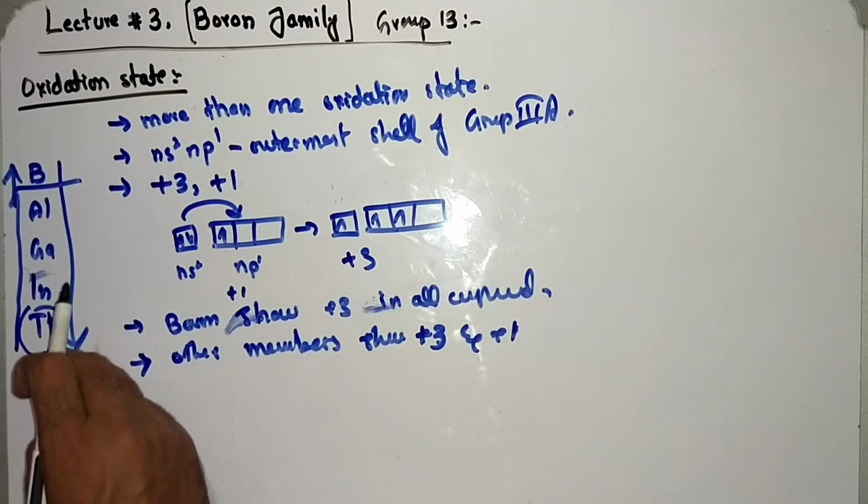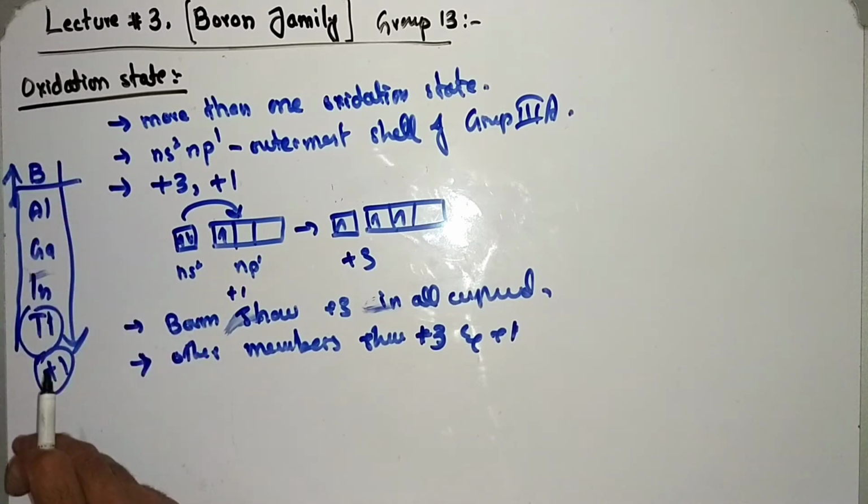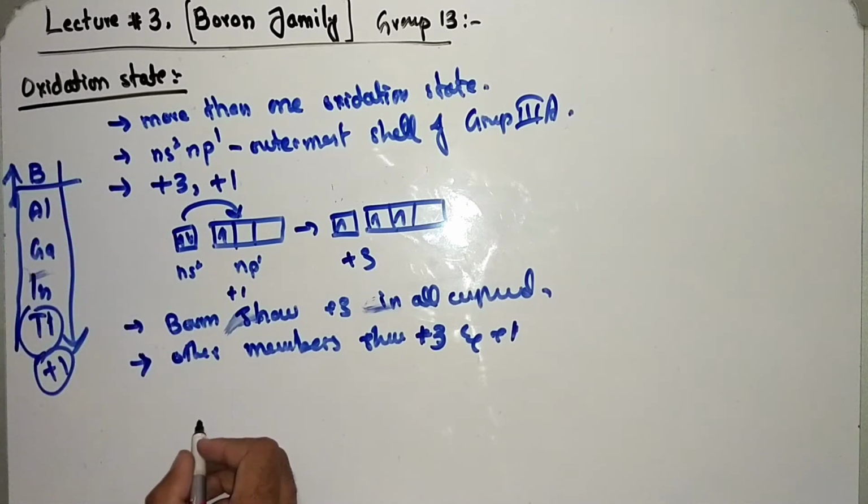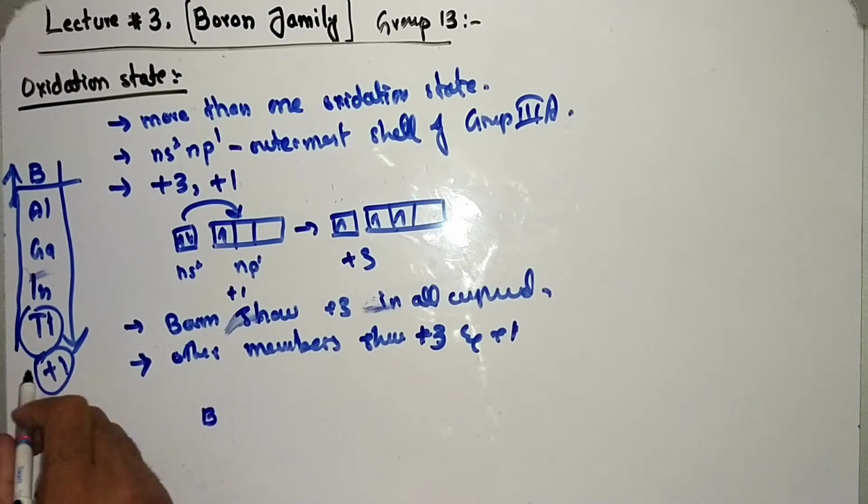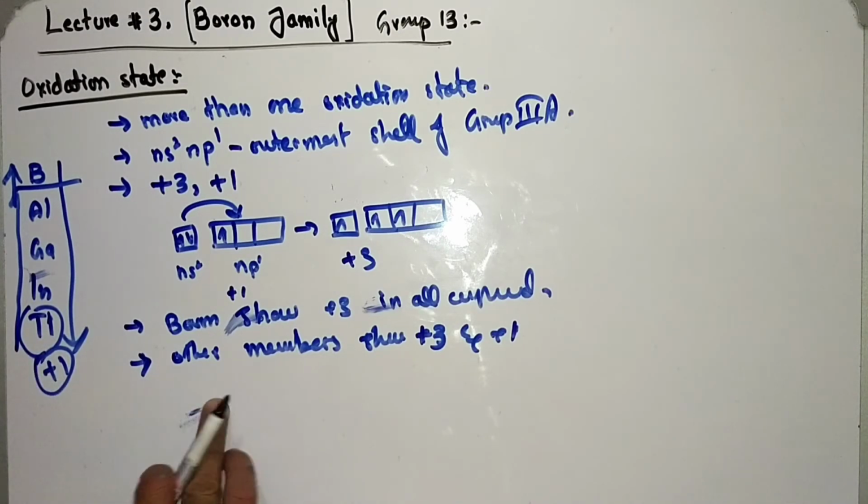So the stability of +1 increases from top to bottom, meaning thallium will be more stable in +1. Thallium in +3 is less stable.